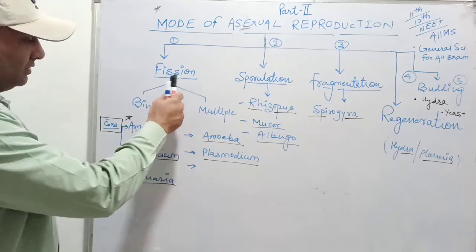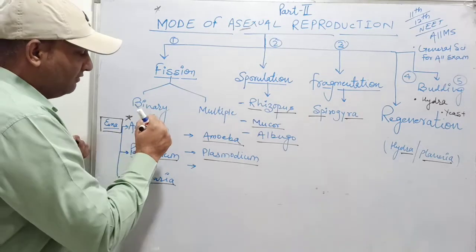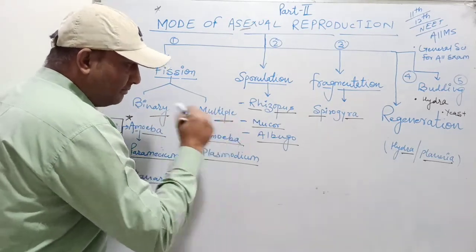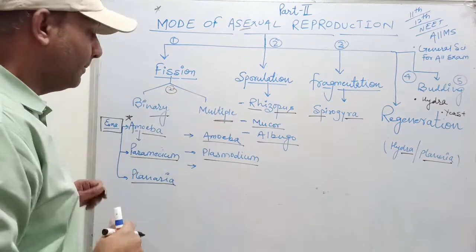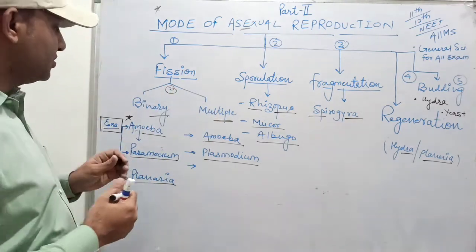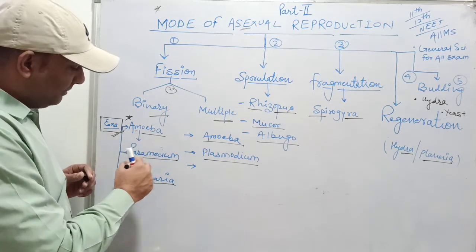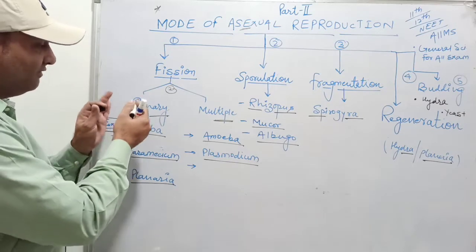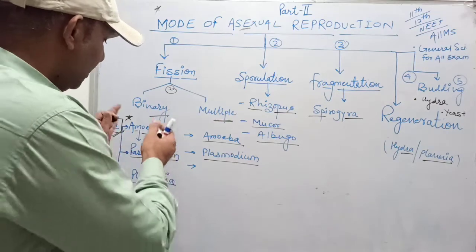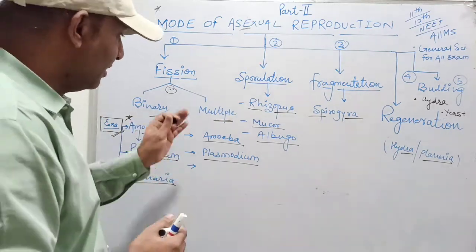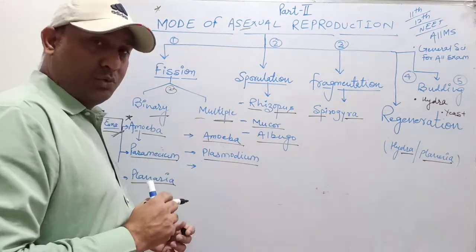First is fission, which has two types, binary fission and multiple fission. Examples of binary fission: protozoans, especially protista, amoeba, paramecium and planaria. Bacteria, which are monera, are also an example of binary fission. Examples of multiple fission: amoeba and plasmodium.